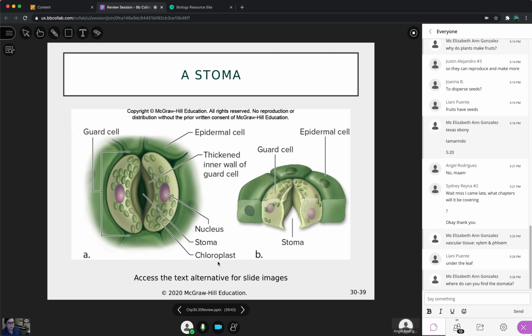Again, with the stomata, there are these two specialized cells that we call the guard cells, and those are responsible for opening and closing the stomata. They will close if the plant is under a stress, and the plant should not be letting out water vapor or oxygen, so it'll close it.